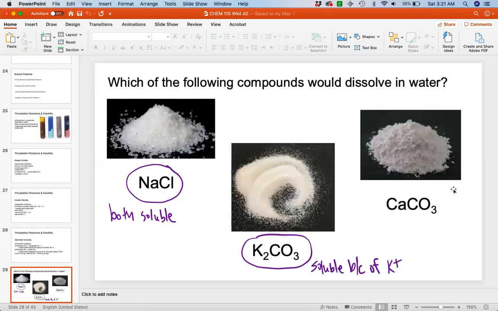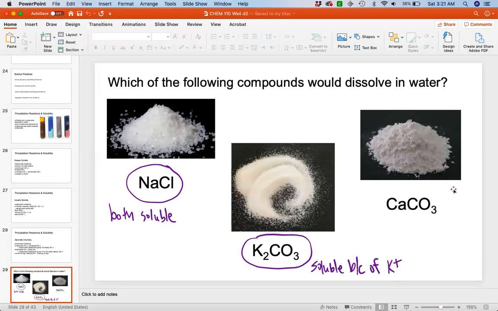So which of the following compounds would dissolve in water? If we think about our solubility rules, we know that sodium is a group 1 metal cation. So we know that that's going to be soluble. We know that chloride is something that is also going to be soluble because it is paired with that group 1 metal cation. So they're both soluble.